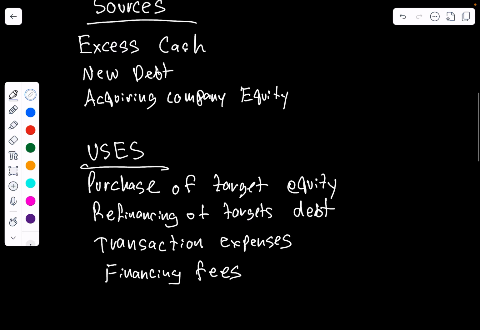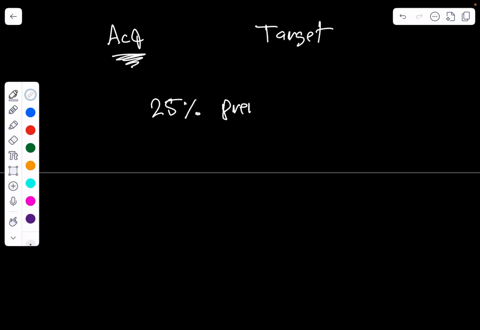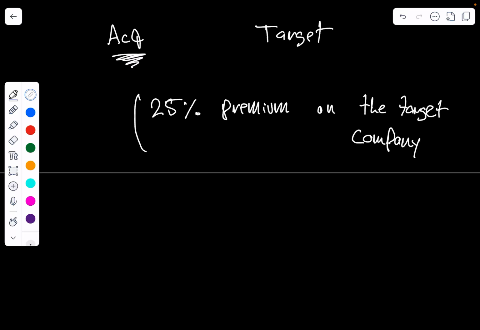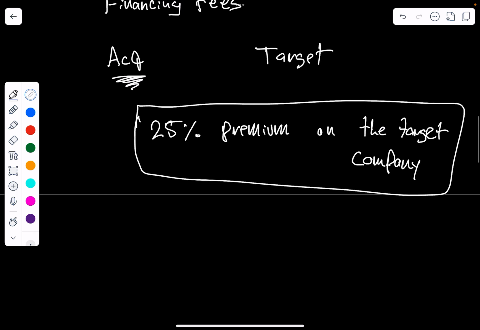Something else that I did want to mention, in terms of a premium: whenever there's an acquiring company and a target company, typically the acquiring company is going to pay around a 25% premium on the target company. That's just a little tidbit, a little fact to know. I don't want to make a whole other video about it because it's such a short concept, but typically acquiring companies pay a 25% premium on a target company, and of course that will vary.